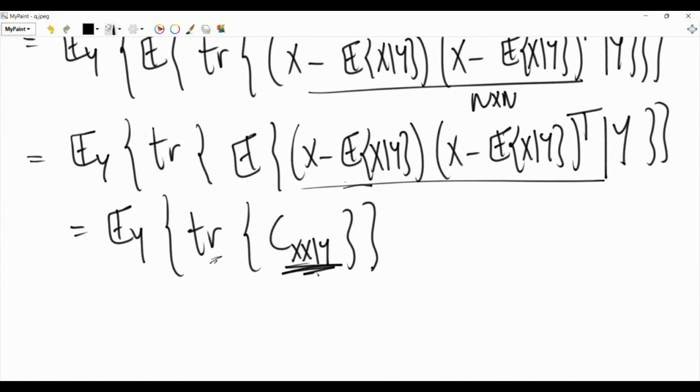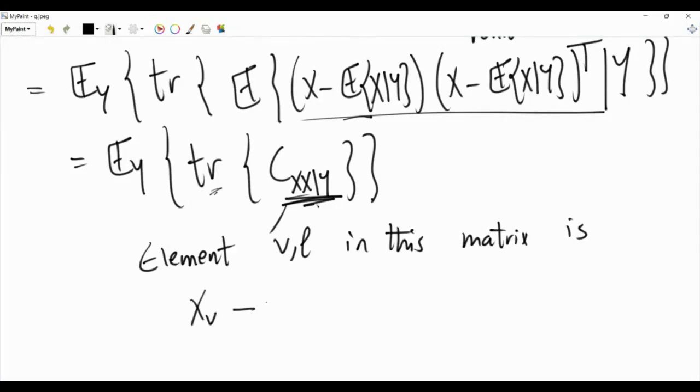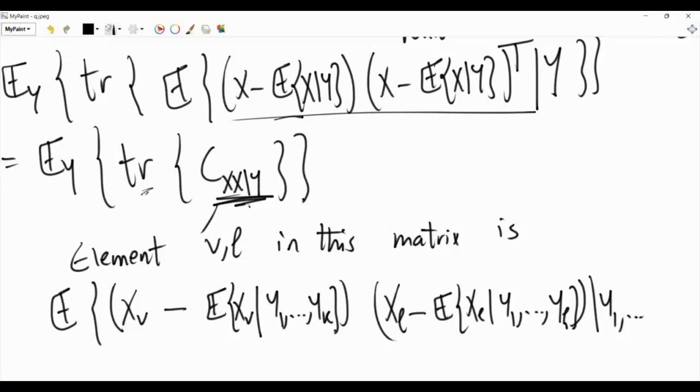This is the covariance matrix of vector x. It is the conditional covariance matrix, or autocovariance matrix, given y. So consider element VL in this matrix. We need to take x_v and subtract its mean. But since this is a conditional covariance, we subtract the mean value of x_v given the y's from y1 to yk. Then we do the same to x_l: we subtract the conditional mean of x_l given the y's from y1 to yk. And then we multiply these and take the expectation given y1 to yk. So this is element VL in this matrix.